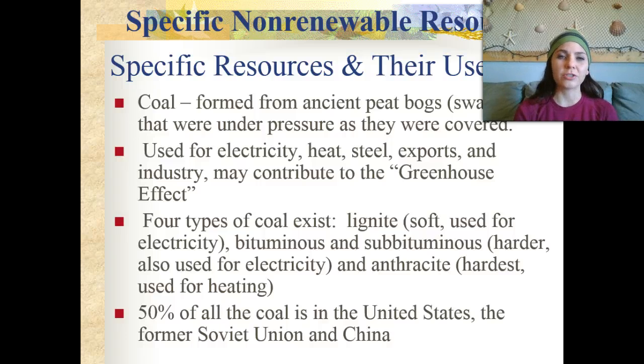We have lignite, which is soft, and it's used for electricity. We have bituminous and subbituminous, which are harder, and they're also used for electricity. And then we have anthracite, which is the hardest and it's used for heating. 50% of all coal is in the United States, the former Soviet Union, and China.